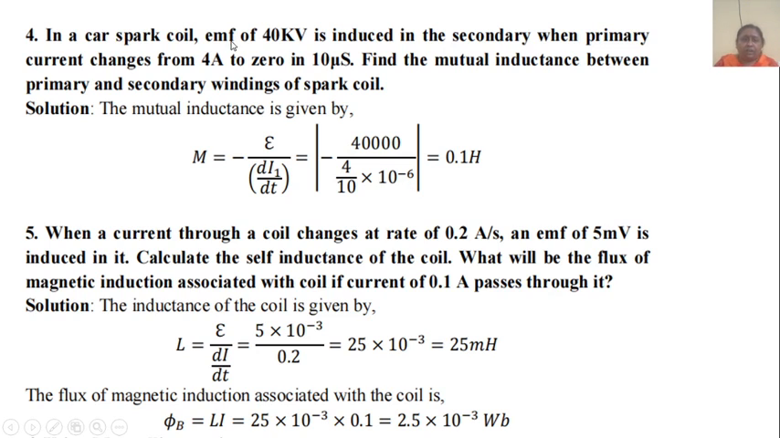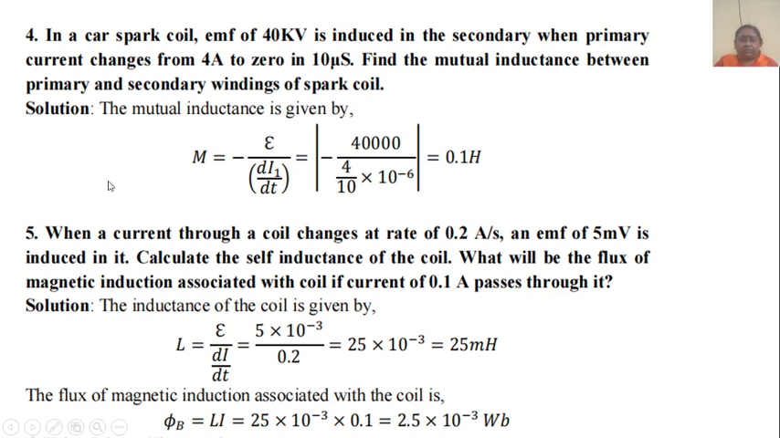Now, in a car spark coil, EMF of 40 kilovolt is induced in the secondary when primary current changes from 4 ampere to 0 in 10 microseconds. Find the mutual inductance between primary and secondary winding of spark coil. The mutual inductance is given by M equal to minus induced EMF upon di by dt, and that is equal to minus 40,000 upon 4 upon 10 into 10 raised to minus 6 equal to 0.1 Henry.